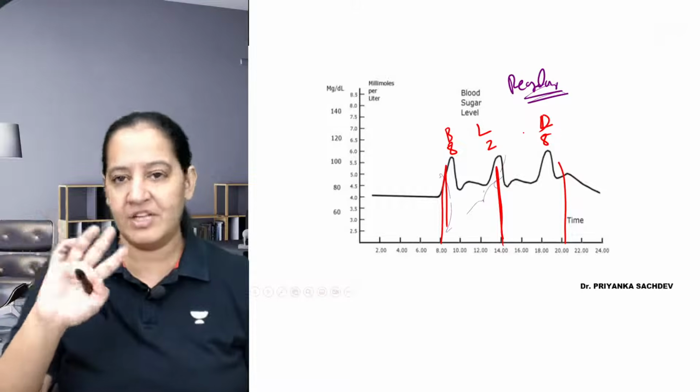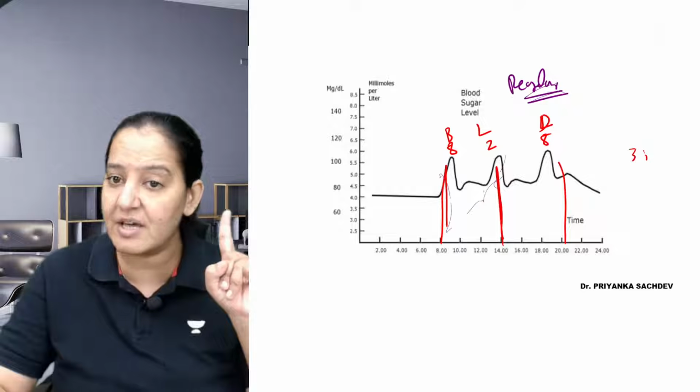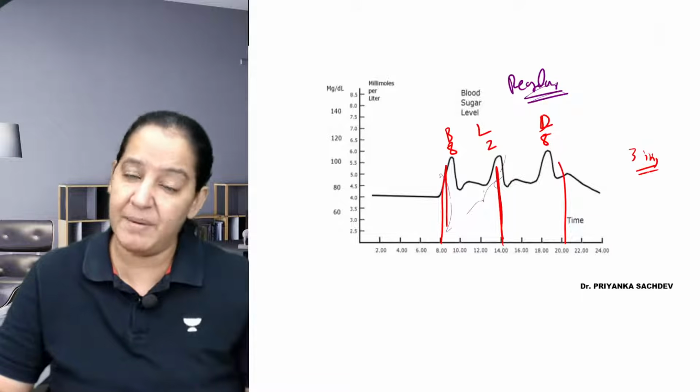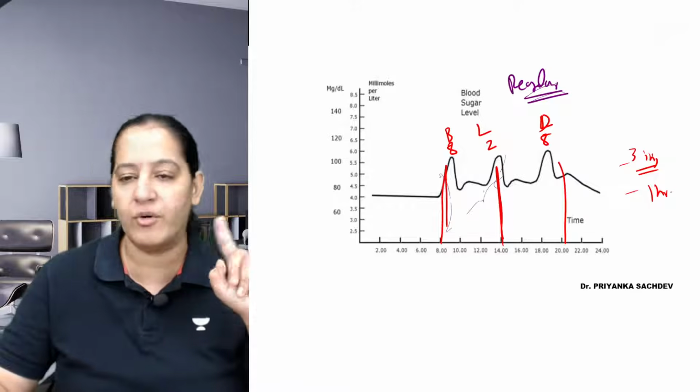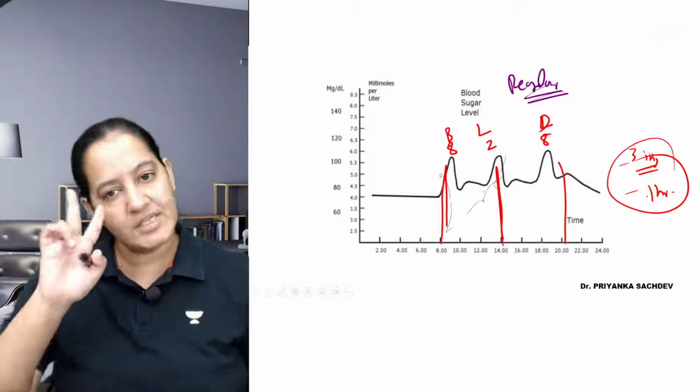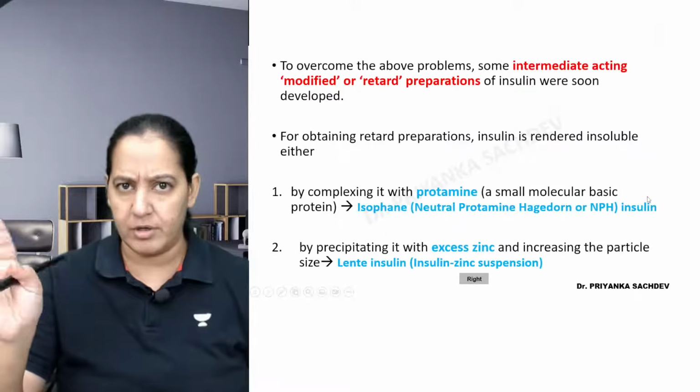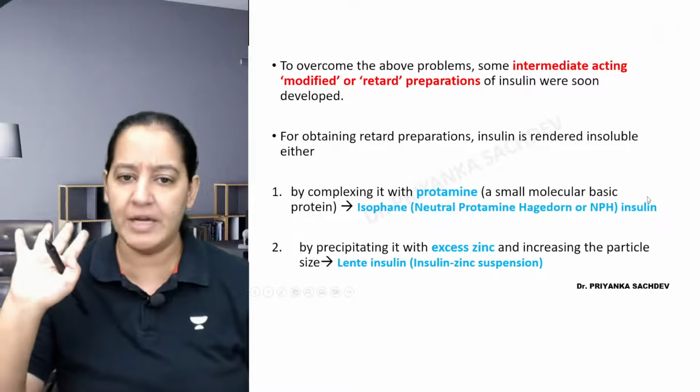But the 2 disadvantages I have told you. Number 1, 3 injections are required daily. 3 injections is a big thing. The patient has to take 3 injections every day. And number 2, the patient has to take the injection half an hour before each meal. Both things are difficult. So these are the 2 disadvantages. Otherwise, regular is good and it is commonly used. Yes, it is used quite commonly.